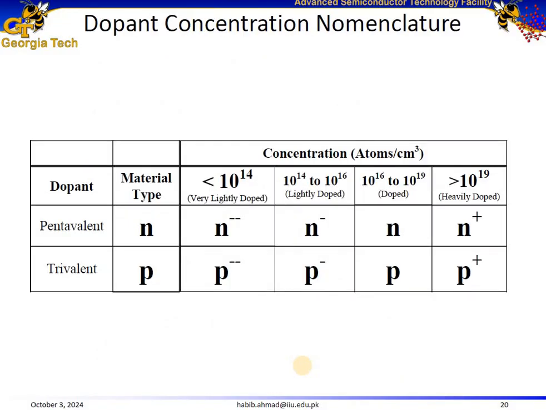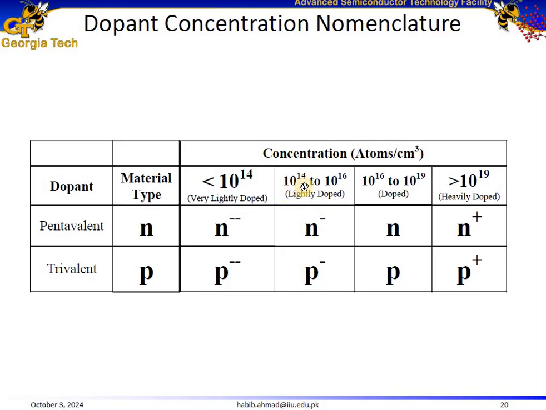Here I'm going to demonstrate how to define the dopant concentration nomenclature, like how to classify materials into lightly doped and heavily doped materials. We know that for n-type doping, we use a pentavalent impurity like phosphorus, and similarly for p-type doping, we use a trivalent impurity like boron. If the doping concentration is less than 10^14 per cubic centimeter, we classify it as very lightly doped material, and we represent it with n minus minus, where minus minus is used as the superscript. Similarly, we can have very lightly doped p-type material represented with p minus minus.